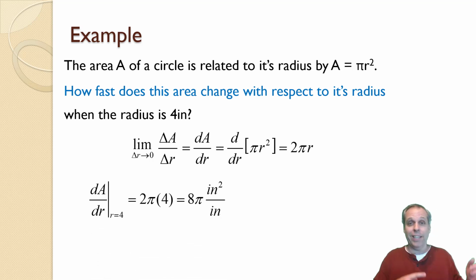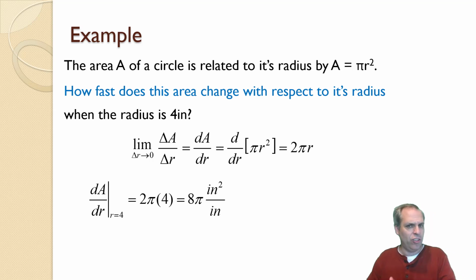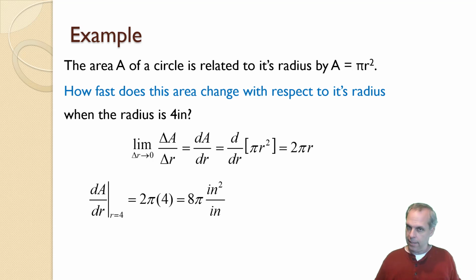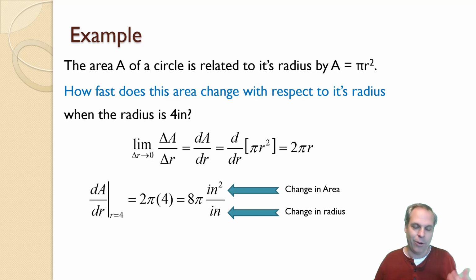So just plugging it in, that gives me then that the rate of change is 8 pi squared inches per inch. Now you may wonder, why did I write squared inches per inch? Where do those units come from? Why don't you just cancel them and give me inches? Well, don't forget that this comes from a change in area on top and a change in radius on bottom. So in the denominator, I should have had inches units, and in the numerator, I should have had squared inches units because it's an area. So our final answer goes like this.